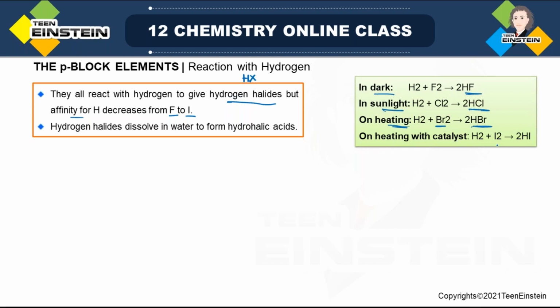And at last, when you have reached iodine, now the affinity is minimum. Not just heat is enough, you also have to provide a catalyst. Then only HI can be produced. So from this table it is clear that affinity towards hydrogen decreases as we move down the group. And hydrogen halides are gaseous in nature, only HF is liquid, others are gaseous.